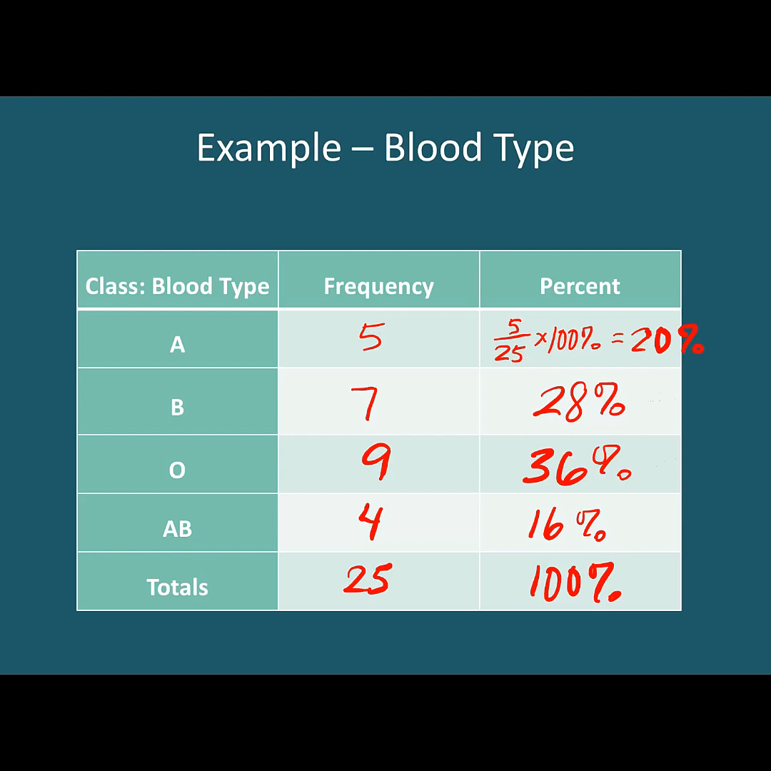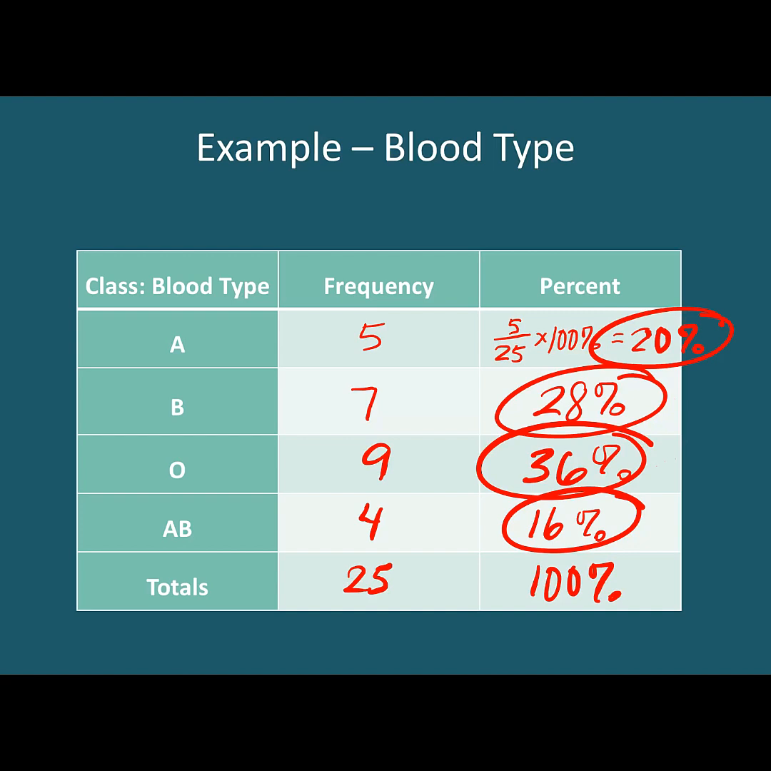One thing to notice, if you were to add up all these percentages, the 20, 28, 36, and 16, it should certainly add up to 100. Much like if you were to add up the frequencies, it should always add up to the total number, in this case, inductees.